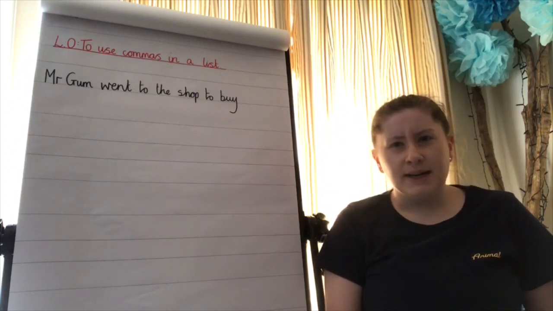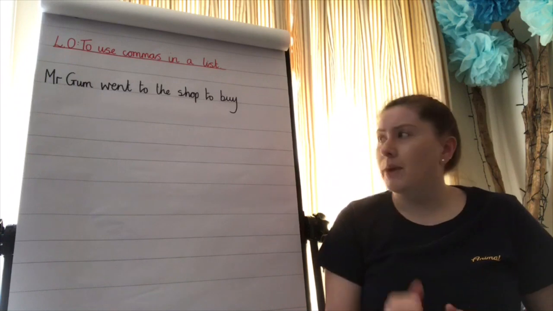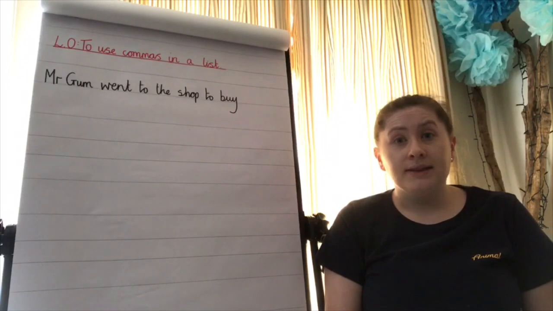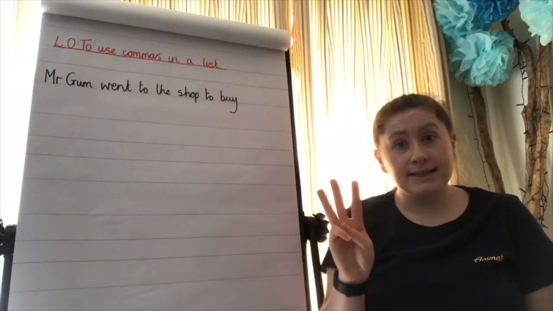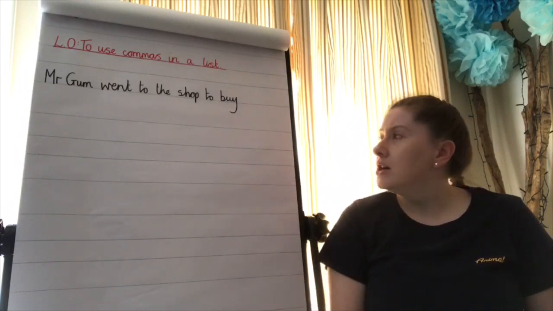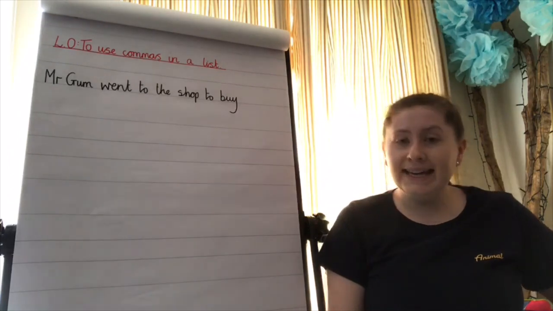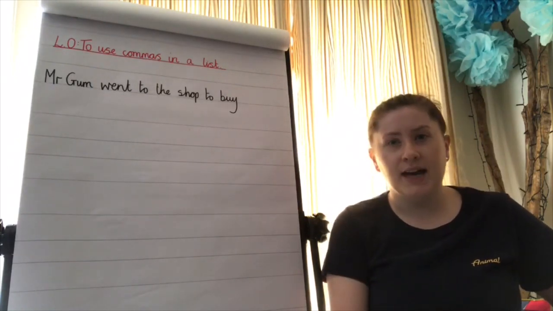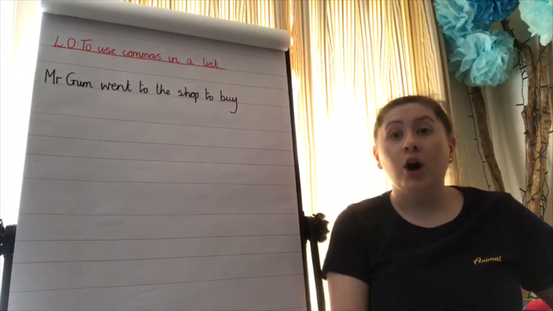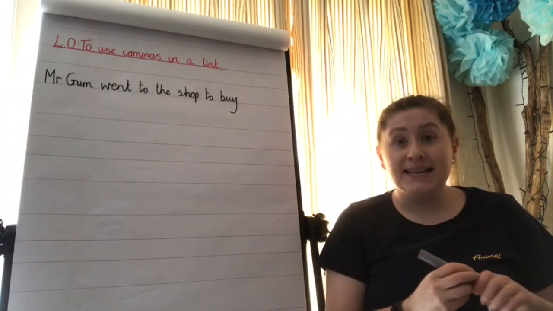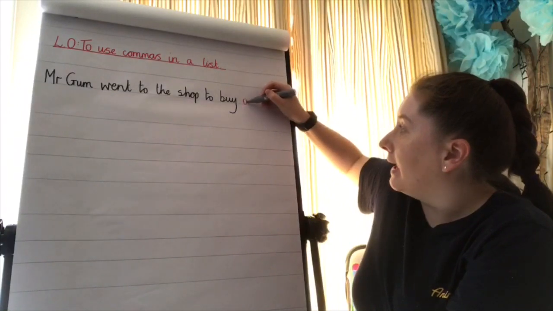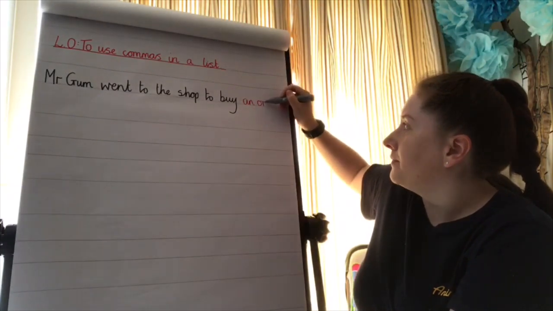So I've started writing my sentence. I'm going to have a think now about the next part. Mr. Gum went to the shop to buy. Now I know that Mr. Gum's going to buy 3 items, so I'm going to put them in a list. It's almost like a shopping list for him. So I know that first of all he is going to buy, and I'm going to use my starter word to help me, an orange. So I'm going to use my determiner an orange. I'm going to write my items in red so you can see them. Mr. Gum went to the shop to buy an orange.